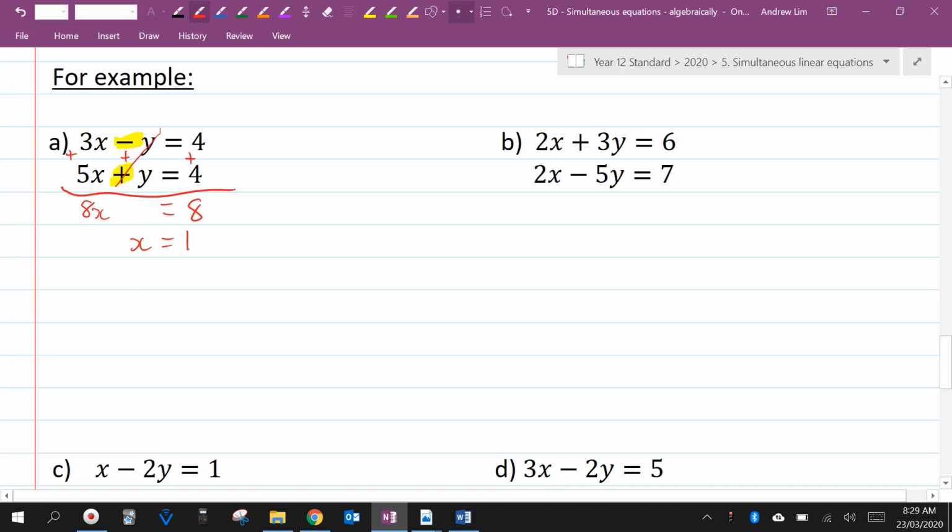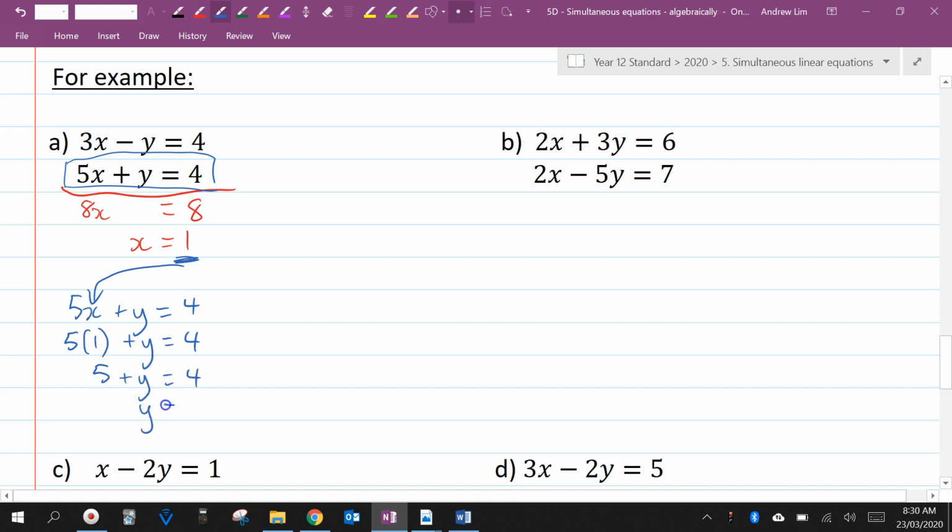I'm half done because I need to work out what y is equal to as well. So now I'm going to substitute this x equals 1 into any one of these two equations. I'm just going to pick the second one. So we have 5x plus y is equal to 4. We've worked out that x is equal to 1, so I'm just going to substitute that in here. 5 times 1 plus y is equal to 4, or 5 plus y is equal to 4. Therefore, y is equal to minus 1. Subtract 5 from both sides, and we're done. y is equal to minus 1, and x is equal to 1.